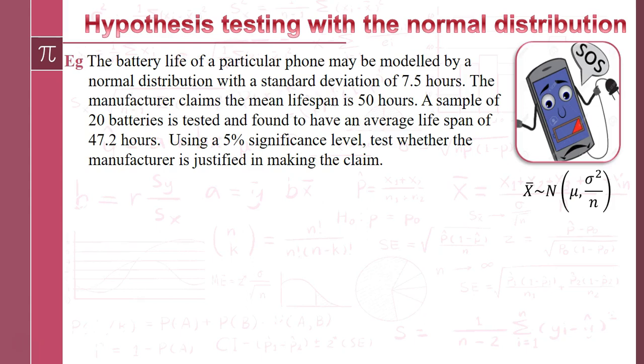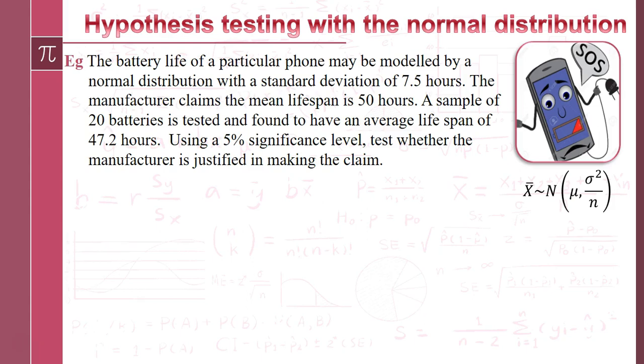So straight away we're thinking, well, 47.2, and the manufacturer's claiming 50 hours. Does that sample mean of 47.2 tell us that the claim's not true? So we've got to determine whether or not there's a significant difference between that sample and the 50 hours that we know for the population. So here we go. Using a 5% level, let's test whether or not the manufacturer is justified in making this claim.